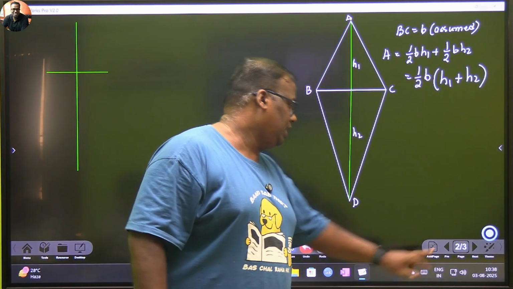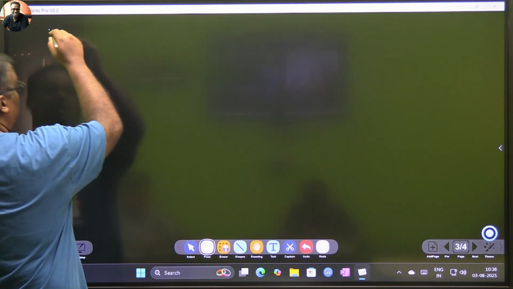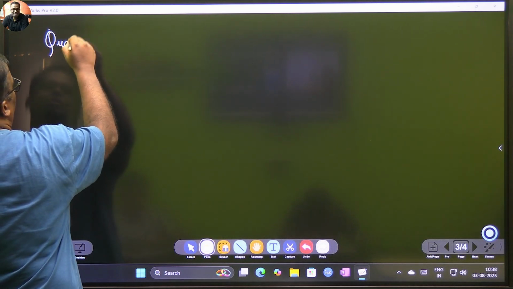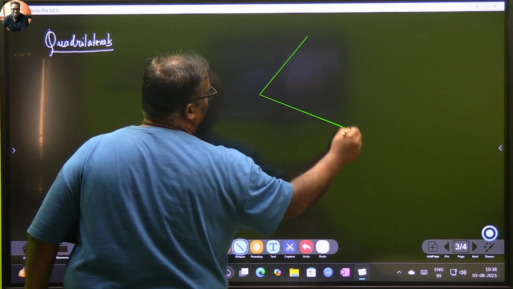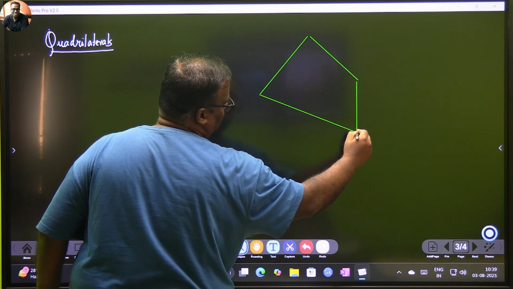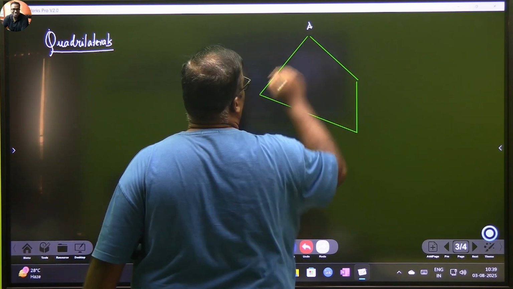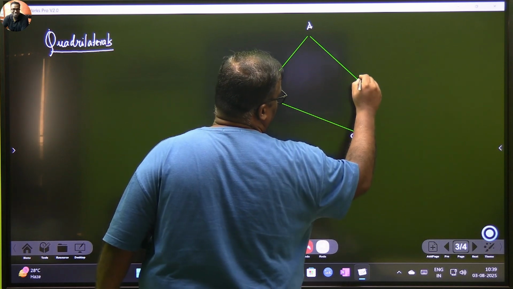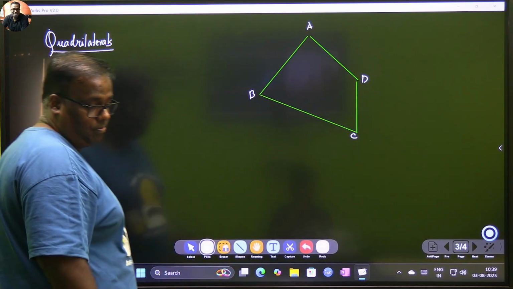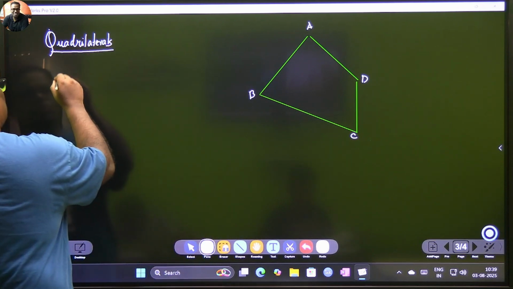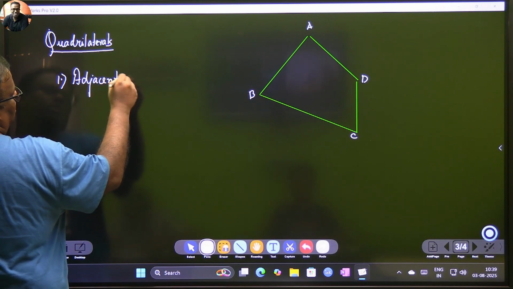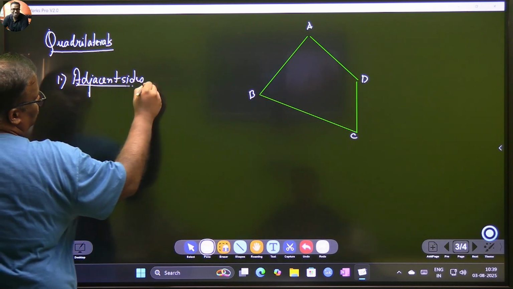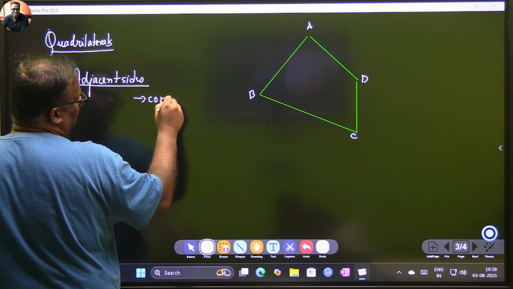Okay. So I'm going ahead and now starting back with quadrilaterals. Making just a rough quadrilateral, it's any shape. So let's say this is A, this is B, this is C, and this is D, right? The first term that you should understand is, what do you mean by adjacent sides? Adjacent sides. Two sides are said to be adjacent if they share a common vertex.